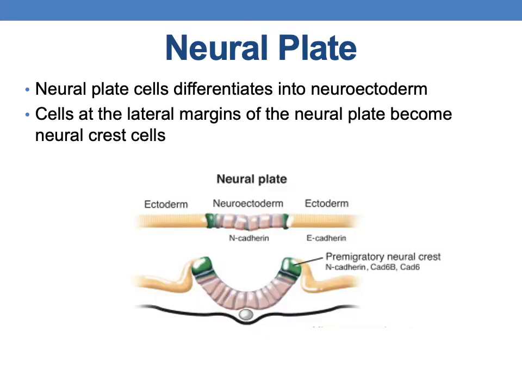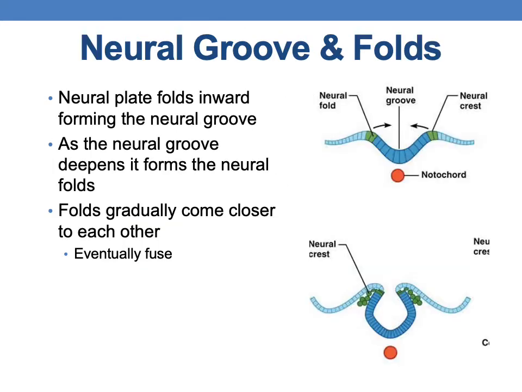The neural plate cells then differentiate into neuroectoderm. The neuroectodermal cells, represented in green at the lateral margins of the neural plate, then become neural crest cells. The thickened neural plate folds inward, forming the neural groove. As the neural groove deepens, it forms the neural folds. The neural folds gradually come closer and closer to each other in the midline and eventually fuse together.